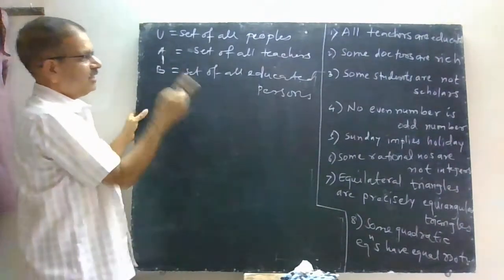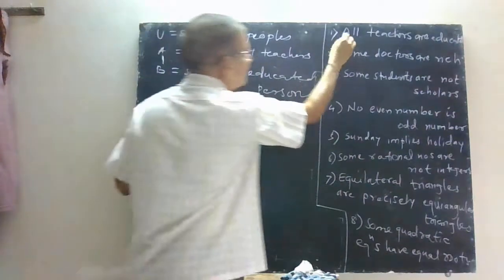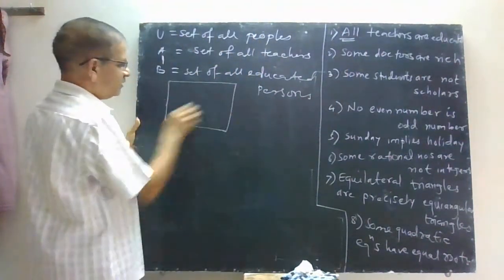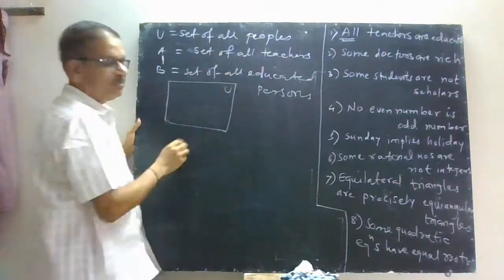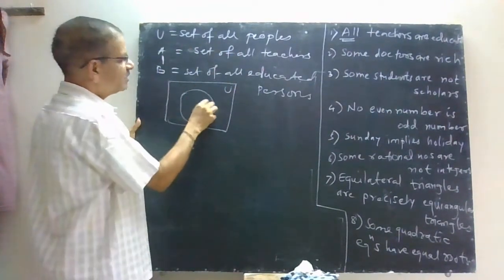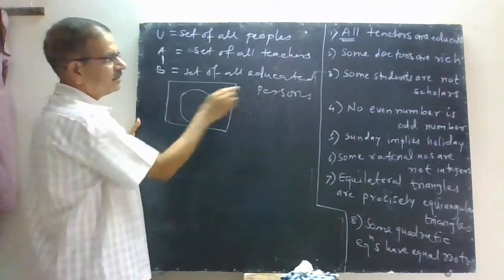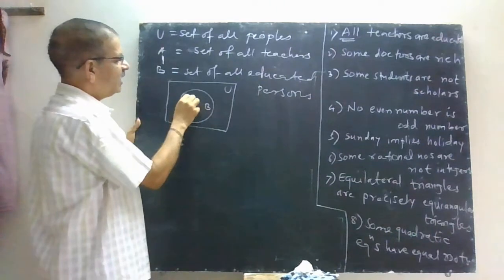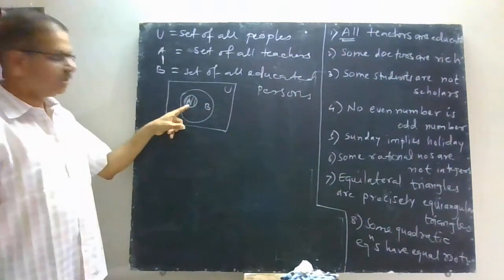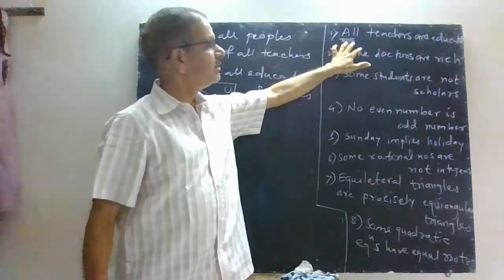Now if you write set using this one, the statement starts with all, so we will draw a diagram like that. This is your U, that is all peoples. Then you take set, it is all means it is B, that is all educated, and then you draw set A inside that one. You want to draw this one. So this is how you draw the diagram for it.